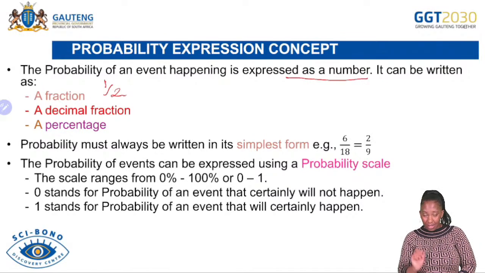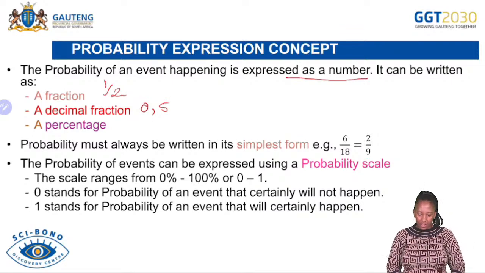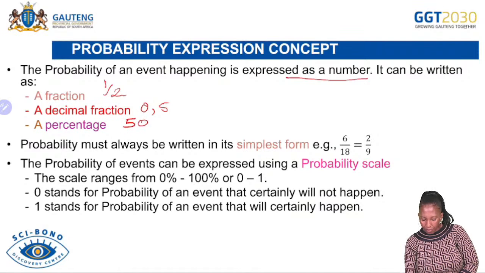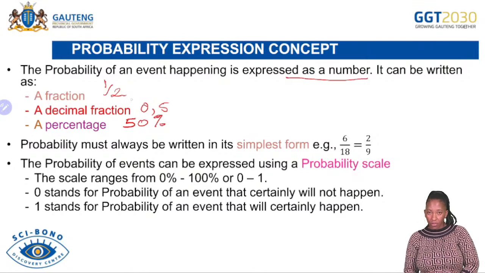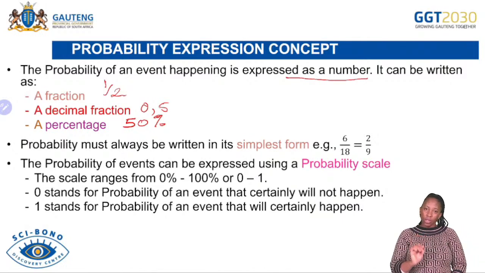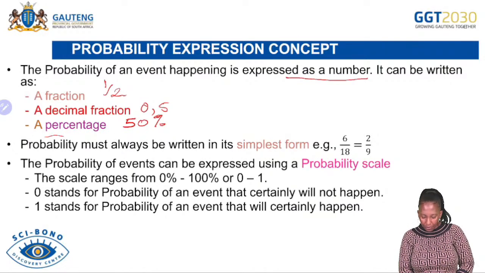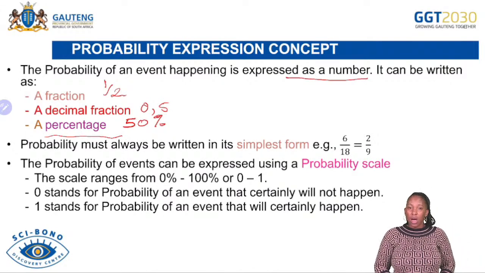And then as a decimal fraction, it can be 0.5. It's a decimal. As a percentage, it can be 50%. As you can see, as a fraction, it's half, it's 1/2. As a decimal, it's 0.5. And then as a percentage it's 50%. So if they want you to write your probability as a percentage, then you leave it as 50 or maybe in a percentage form. But you'll see when we do the activities, how do you write that?